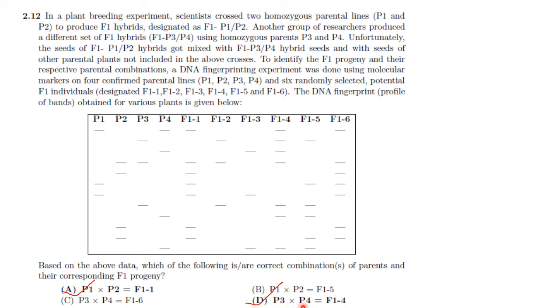Now we will see P3, P4 for F14. Now this band is present in P4, so it will be present in the offspring. Now this band present in P3 is present in the offspring. This band is also present here. This band from P3 is present here. This band from P3 is present here. This band from P4 is present here. Similarly, this band from P4 is present in this. So the answer is A, P1, P2 to F11 and P3, P4 to F14. See how simple the question is.